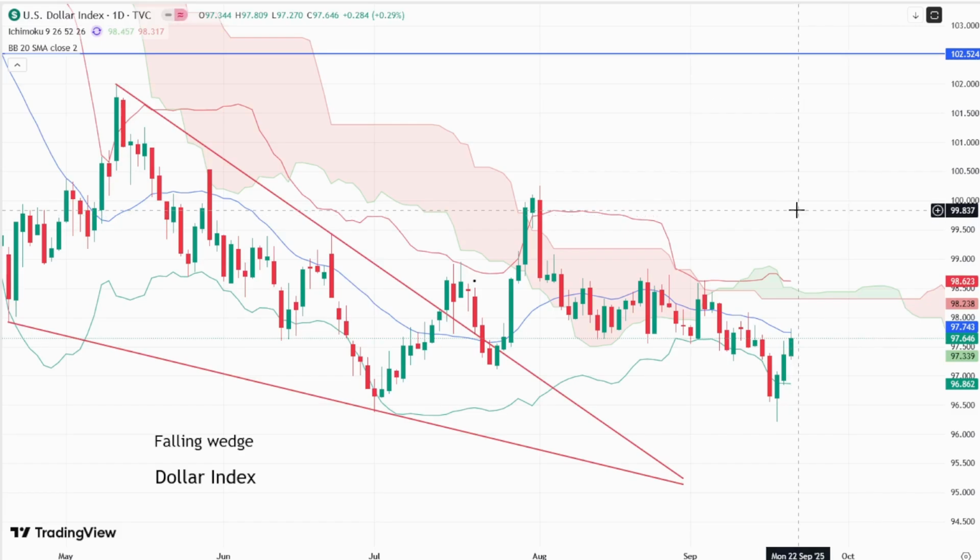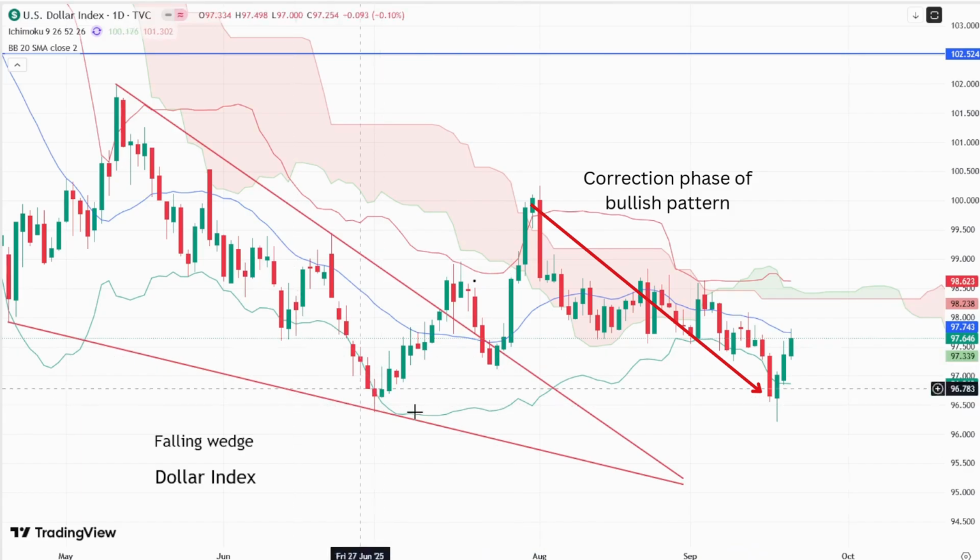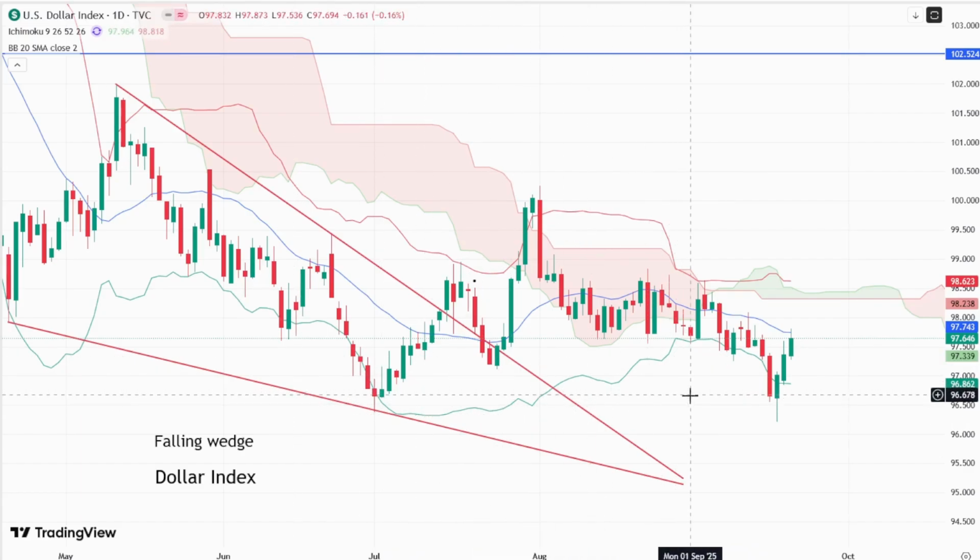But for now, US dollar, the most important one of course will be the dollar index. In the video on the 21st of July, I said that the DXY is technically bullish after completing a falling wedge, a bullish pattern. Price action has fallen, no doubt, but this, in my view, is just the correction phase of this bullish pattern. What are positive signs to watch for will be a close above the 20-day simple moving average, as well as closing above the Ichimoku cloud.